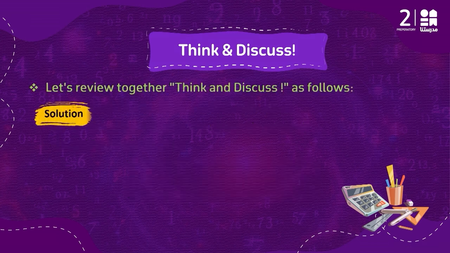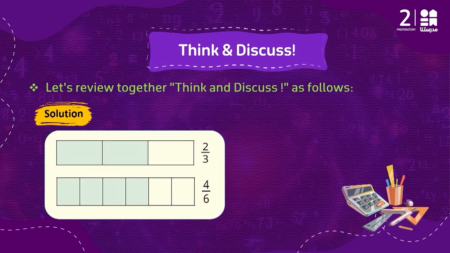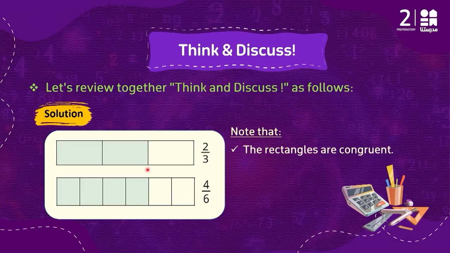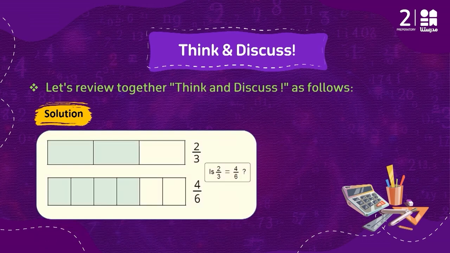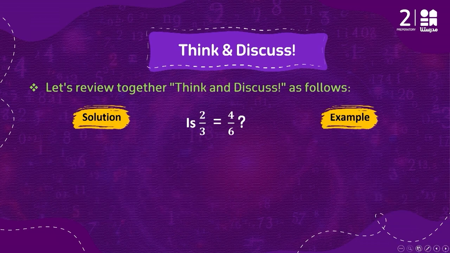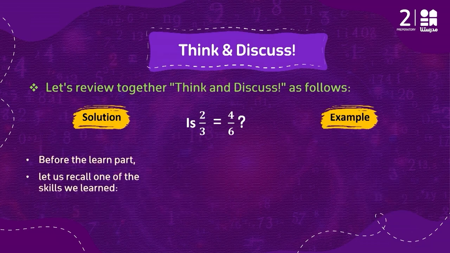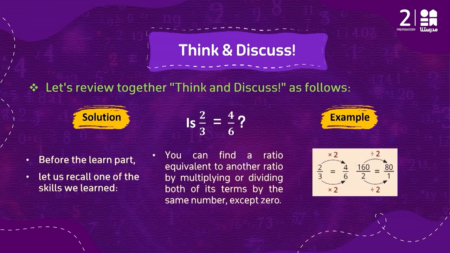To compare these 2 rectangles, we put both of them in this way. And you have to know that these 2 rectangles must be identical or the same, or we call them congruent. It means they are the same. Now, with these 2 rectangles, you can see that they have the same amount. So can we say that 2 over 3 is equal to 4 over 6? Let's discuss this. Now, this is the question again: is 2 over 3 equal to 4 over 6?